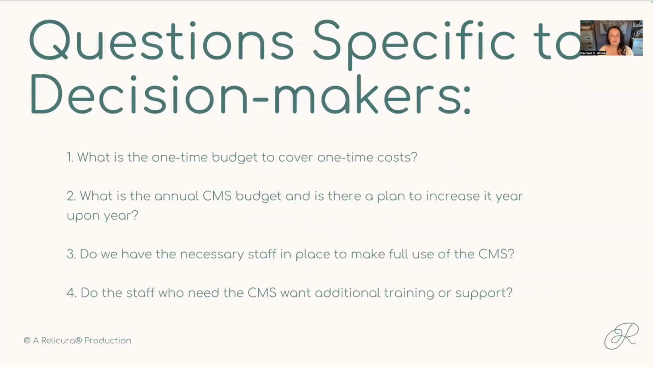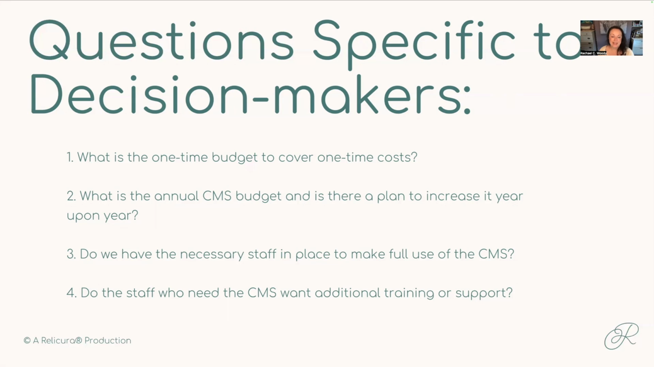And then questions specific for decision makers. So not all staff may be ultimate decision makers, but these are factors that will come into play as you ultimately end up choosing a collections management system. So first of which is to be aware of the one-time budget to cover those one-time costs. As a refresher, the one-time costs can be that data migration piece, implementation, anything that helps install and set up your collections management system so that you can then get into it and use it in a more day-to-day way.